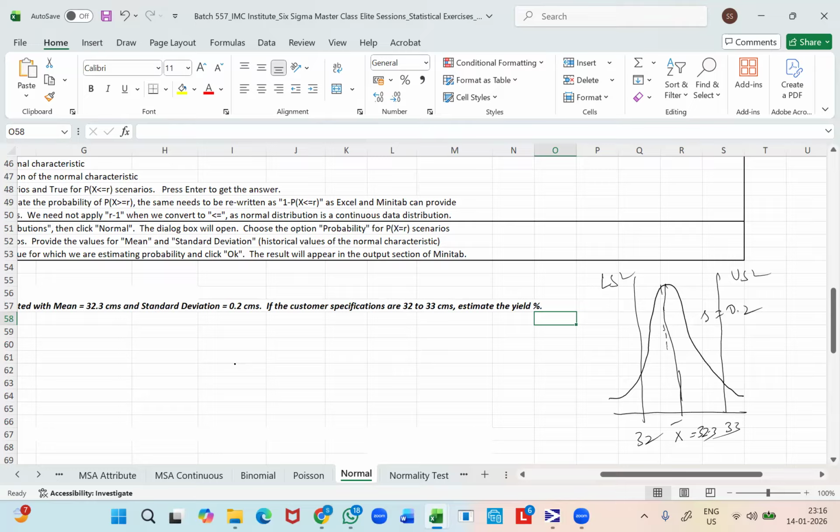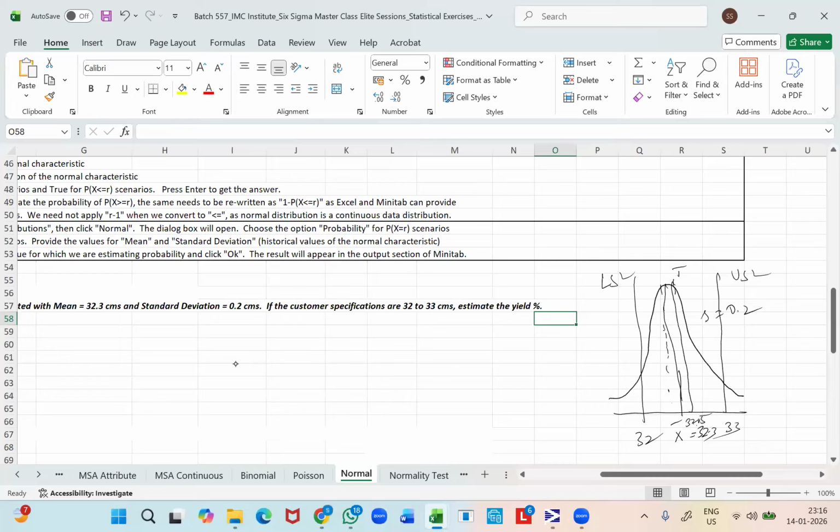We don't even need to apply the formula. LSL is 32, USL is 33, so the target will be 32.5. It will be somewhere here, 32.5, correct? To the right-hand side of the mean. 32.5 as the target will lie on the right-hand side of this mean value, which is 32.3. Now, keeping the target as the reference point, to which side is the mean actually tilting, the USL side or the LSL side? Target is 32.5, mean is 32.3.